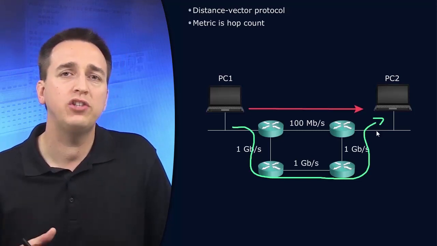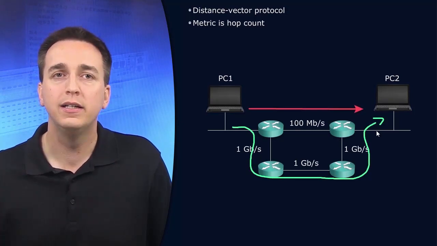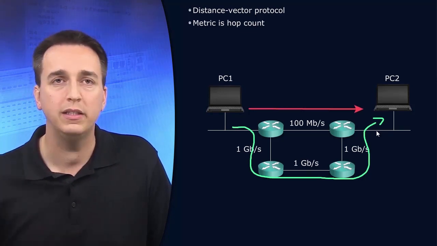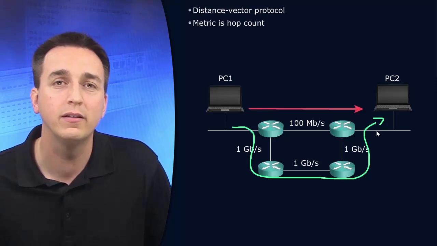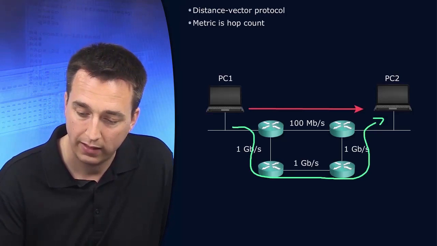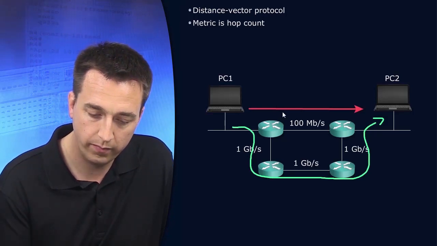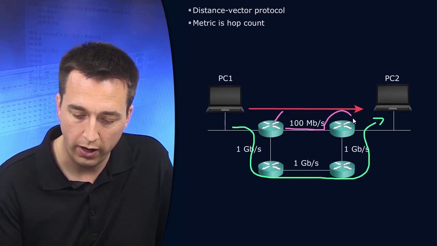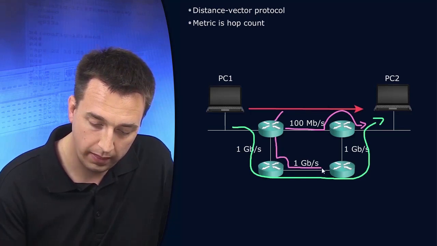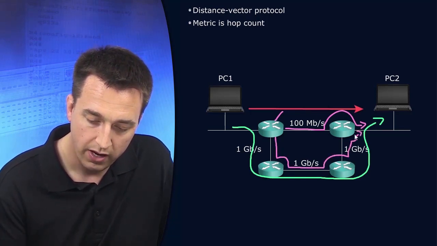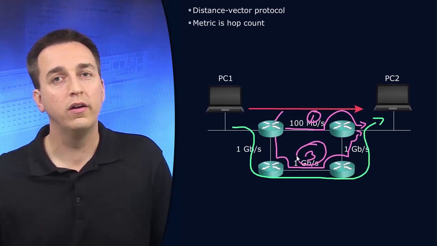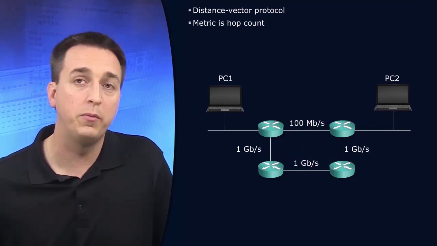But RIP is making its decision on router hops, not how fast it is to get there based on, for example, bandwidth. So what happens in this case? RIP chooses that 100 meg link because it's only how many router hops away? Well, from this router's perspective, right here, we have 1 hop. Whereas this way, we have 1 hop, 2 hops, 3 hops. So we have 1 versus 3. 1 is lower than 3. Therefore, RIP in this case chooses the suboptimal path to route the traffic over.